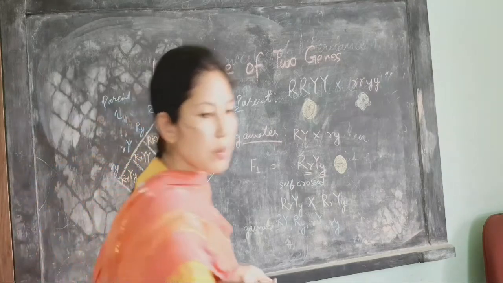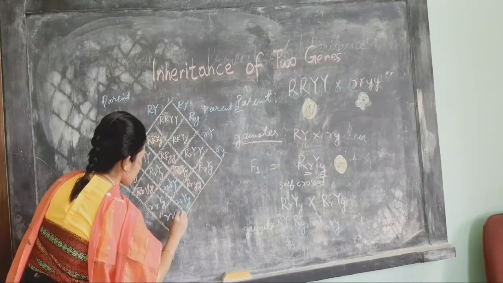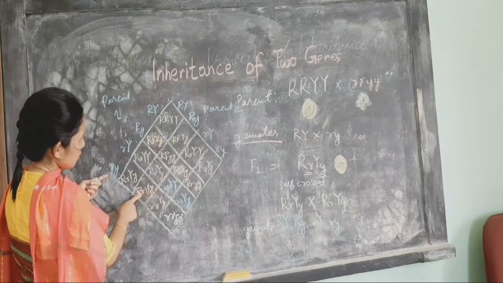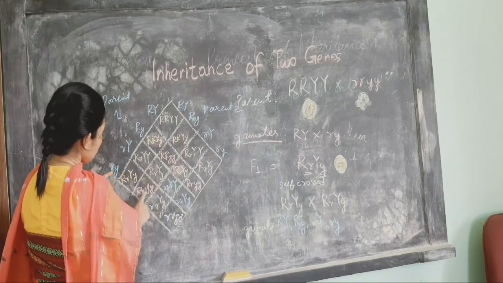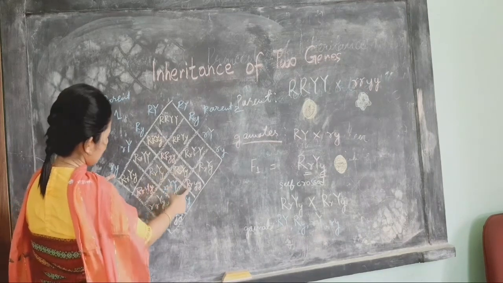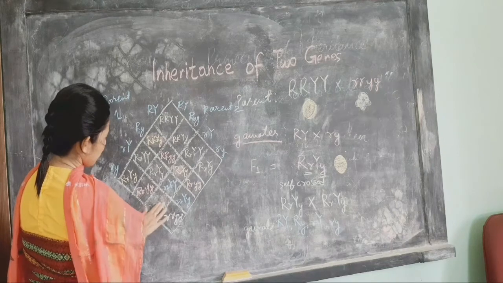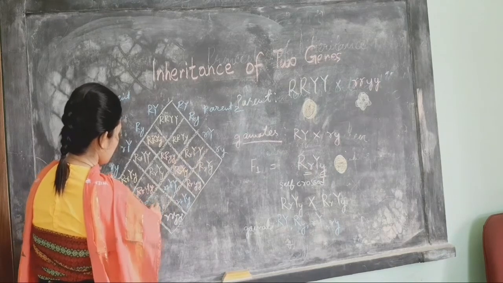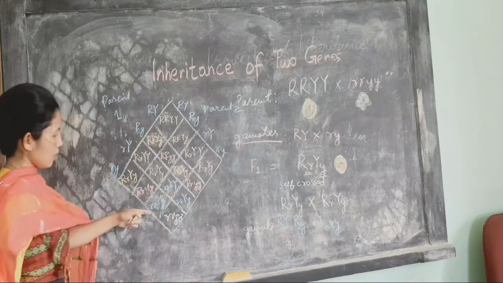Okay, so wrinkled and green, let me give it a color. So the last one is small r, small y, small y. Wrinkled and green. This one is small y, round and green. Green and yellow. This one I should give blue color. This one small r, capital Y, small y. Right?